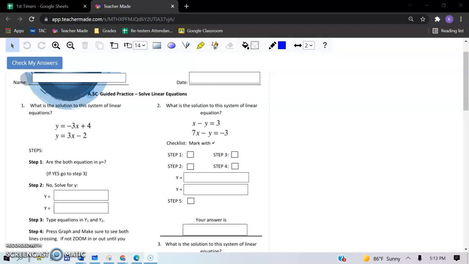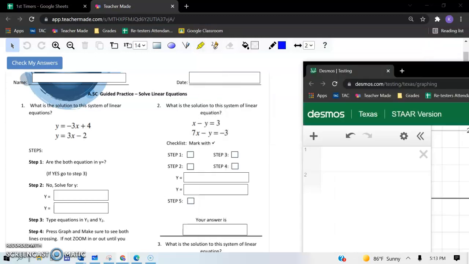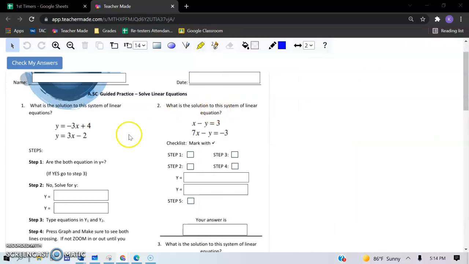Now let's practice these problems together in the guided practice. If you look at number 1, it says, what is the solution of this system of linear equations? It says, are they both in y equals? Yes. If it's a yes, go to step number 3. It says type in equations in number 1 and number 2.